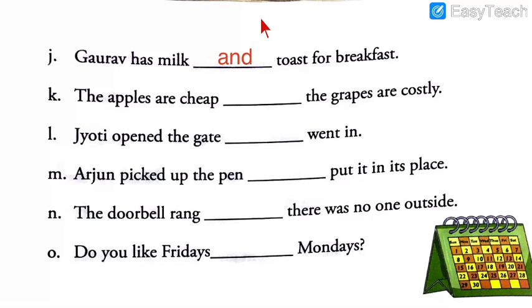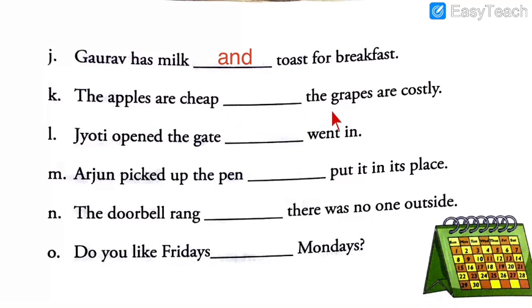Now let us solve the last blank here. Sentence K. The apples are cheap, dash, the grapes are costly. So here you will have to think. You will have to read the sentence before the blank and after the blank. I'll give you 5 counts and I hope that till then you will get the answer. Your time starts now. 1, 2, 3, 4, and 5. I hope you got the answer.